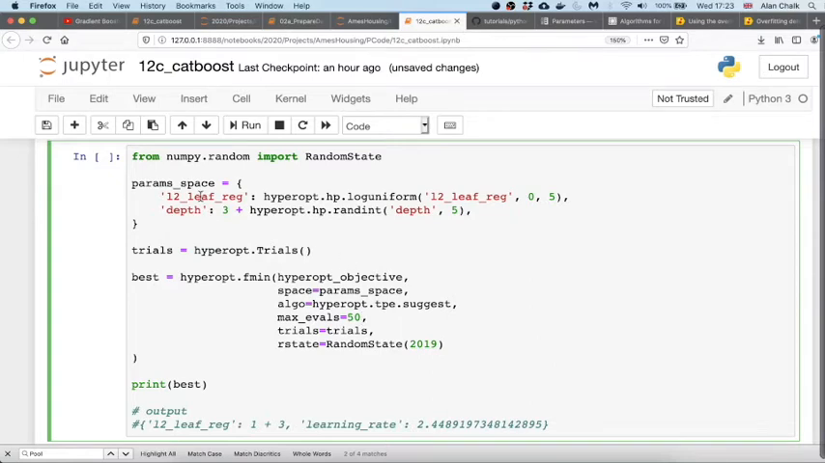The only two things I'm telling HyperOPT that it can try and change are the leaf regularization, which can be uniform between 0 and 5, so it can choose any number between 0 and 5. And, sorry, it's a log uniform, which probably means the final thing is e to the power of that. Depth can be anything between 3 and 8 by the looks of it.